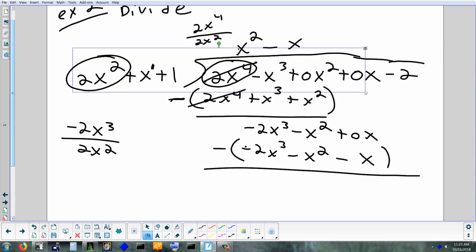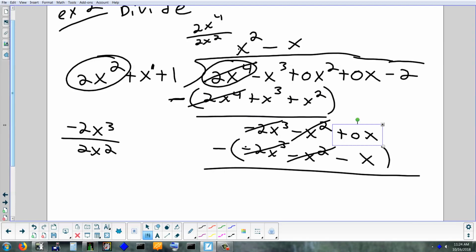Okay. What's negative 2x cubed minus negative 2x cubed? Positive 2x cubed. It cancels. It's gone. That's 0. What's negative 2x cubed plus 2x cubed? How about negative x squared minus negative x squared? That cancels too. Whenever that happens, that's always nice.